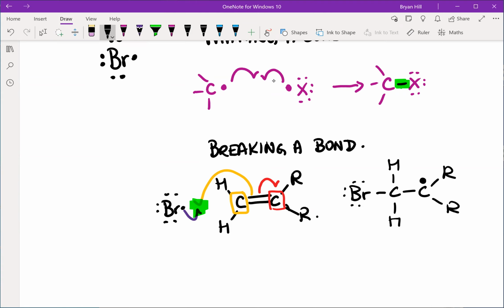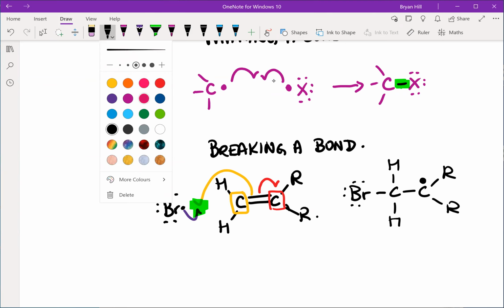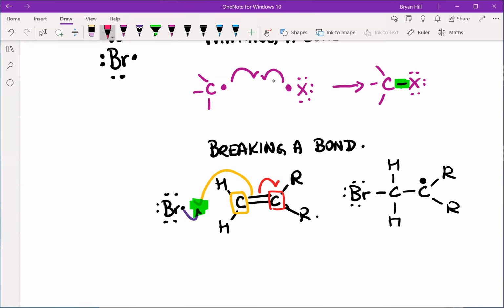And now we've got this radical on this. Oh, I guess I better make it red. It's red. So that carbon now has that. So the little end of that red point, the fishhook, is telling you where that is going. So it's going to that carbon.